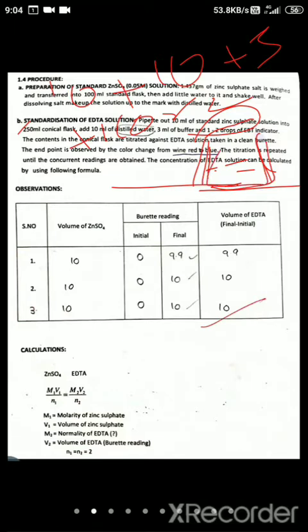Right. Now the contents of the flask are titrated against EDTA solution from a clean burette. What happened? Blue color is formed. When blue color is formed, stop the titration. Now take the burette. The burette is filled with EDTA. EDTA is added to the solution.